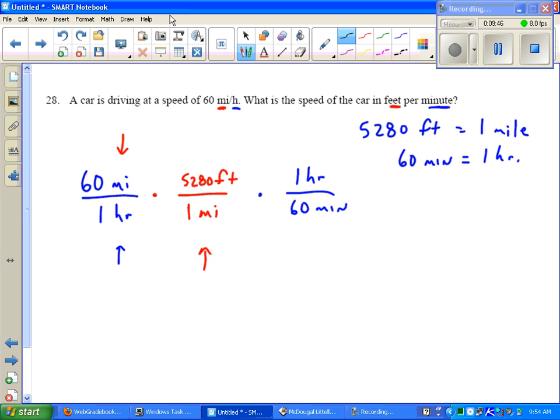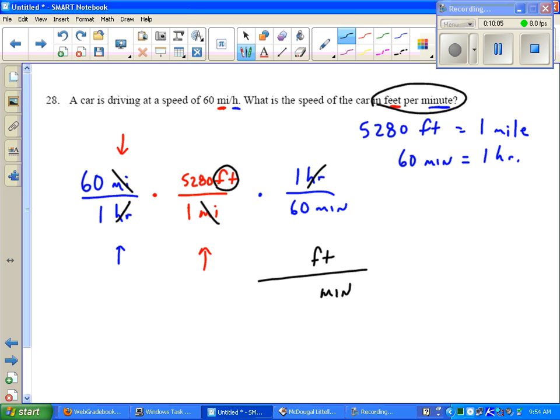Simplify this, cancel out. You have miles divided by miles. That'll cancel out. And you have hours divided by hours. That'll cancel out. Notice the 2 units you have left are feet over minutes, and that's what we're looking for because it says feet per minute.